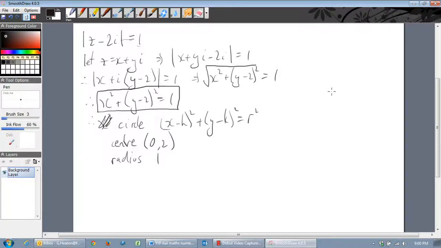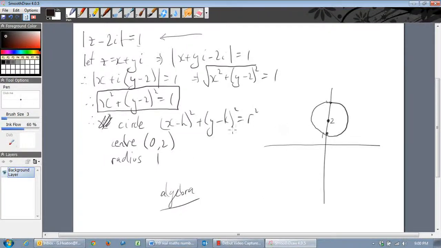Okay, so let's quickly sketch that. So center of (0, 2), so that's 2 there. That'll be the center. Radius of 1, so it'll come down to 1 and up to 3, and I'll just sort of sketch that around. That's not a bad circle, is it? So it will look something like that. That line around there, that circle, is this relationship here of |z - 2i| = 1. So that's how you do it algebraically.